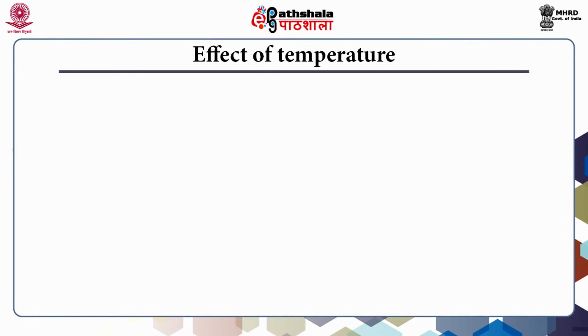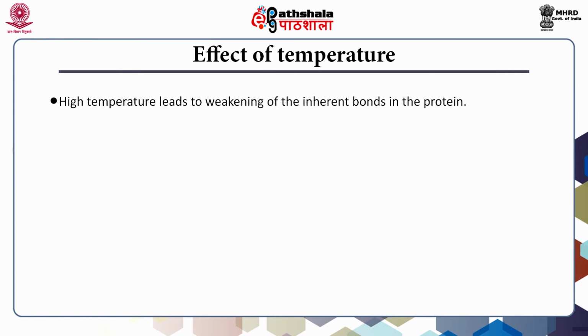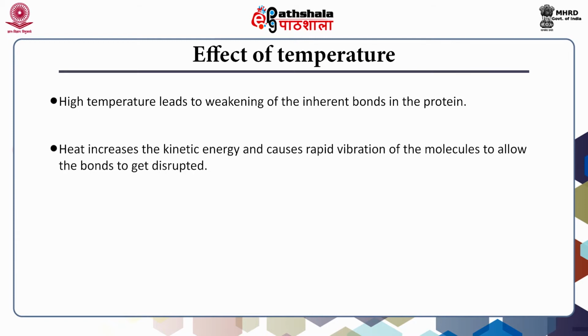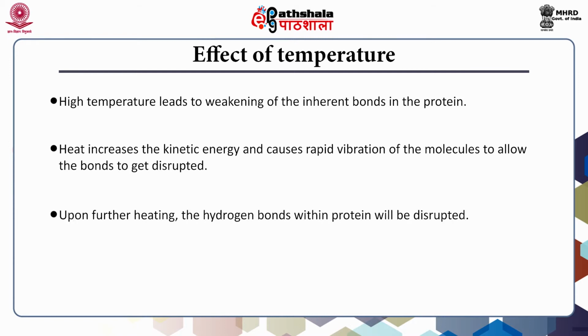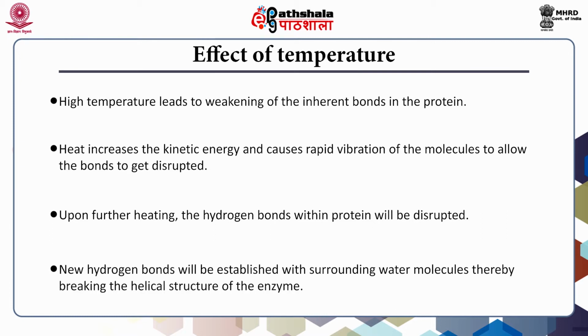Effect of temperature. High temperature often leads to weakening of the inherent bonds in the protein. Heat increases the kinetic energy and causes rapid vibration of the molecules to allow the bonds to get disrupted. Upon further heating, the hydrogen bonds within protein will be disrupted. New hydrogen bonds will be created with surrounding water molecules, thereby breaking the helical structure of the enzyme.